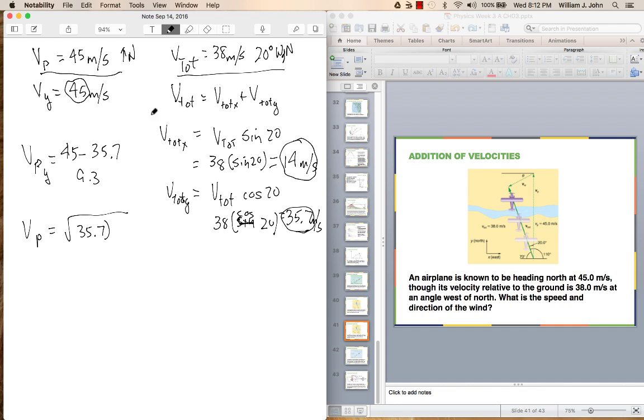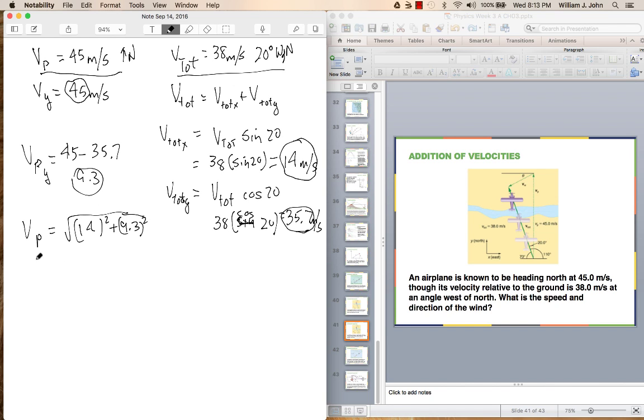Nope, not 35.7. I'm sorry, that's incorrect. Let me erase that. It's going to equal 14 squared plus 9.3 squared. It's actually a minus 9.3, but we'll use 9.3 since it's squared. It doesn't really matter.